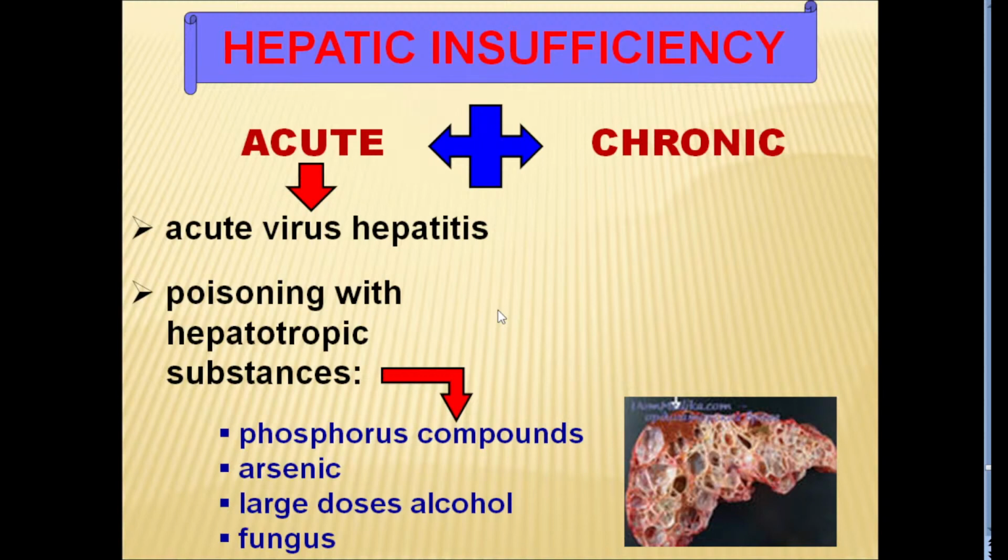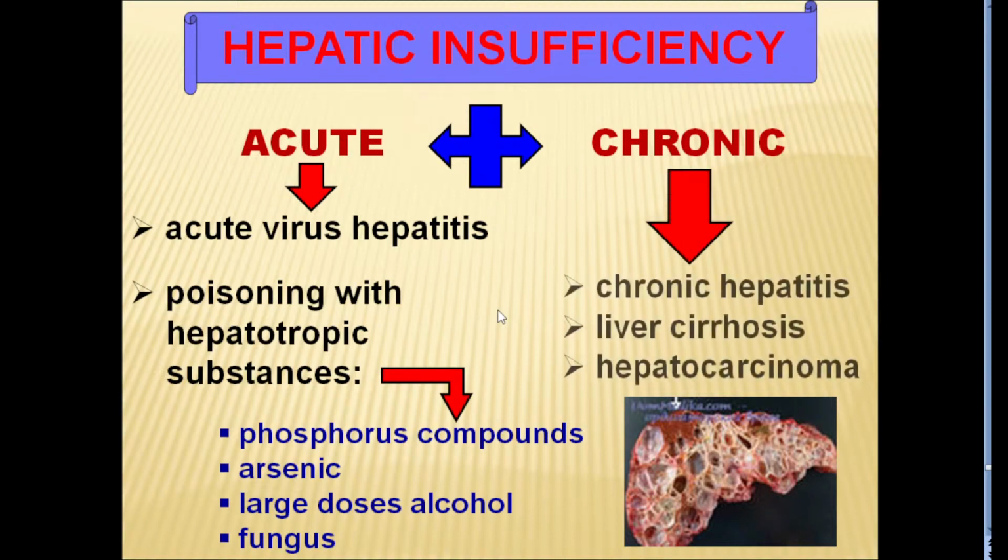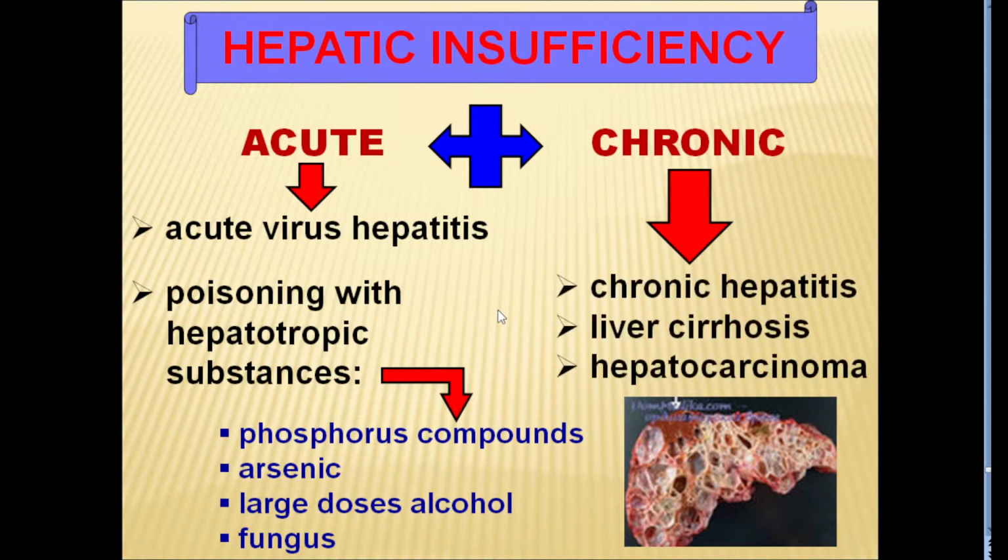Chronic hepatic insufficiency is a complication of any chronic liver diseases, hepatitis, cirrhosis, hepatocarcinoma, when the hepatocytes are slowly but progressively destroyed and change their activity.